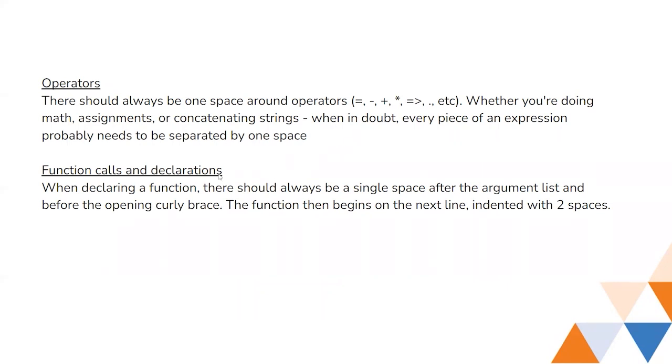Then the next point is the function call and declaration. Whenever we are writing any function, after the argument list there should be a space and the opening of the curly bracket on the same line. And then we have to write the next line on the new line with two indented spaces.